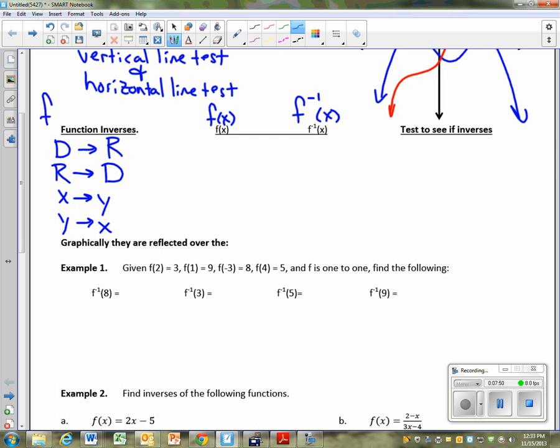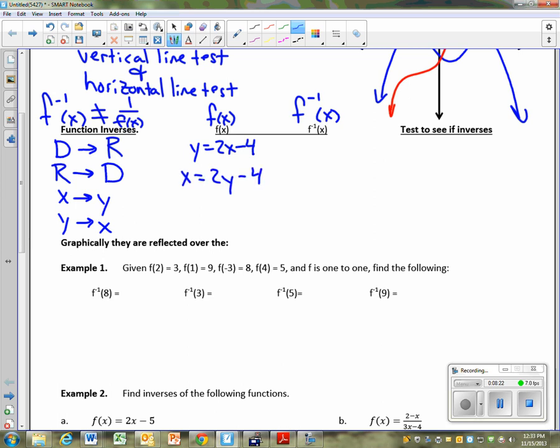Note to the world, f inverse of x is not 1 over f of x. That's not what that means at all. Here's what it means. If we have a function y equals 2x minus 4, and we would like to find the inverse, I switch the x and the y values. So what would this equation look like if you switch the x and y values?